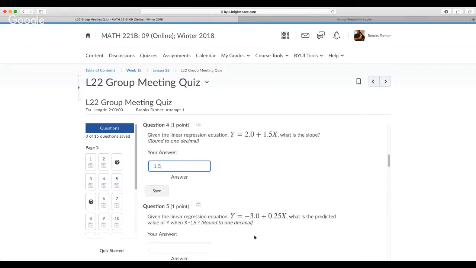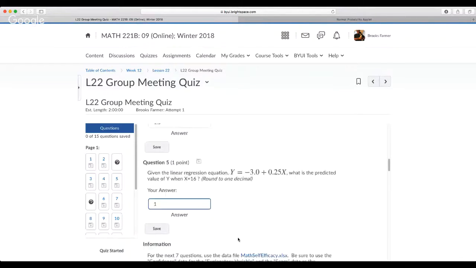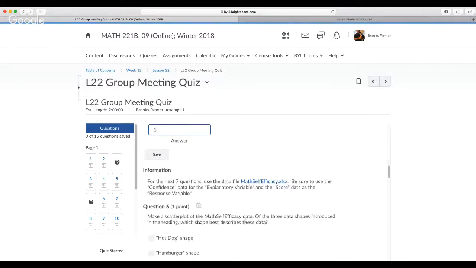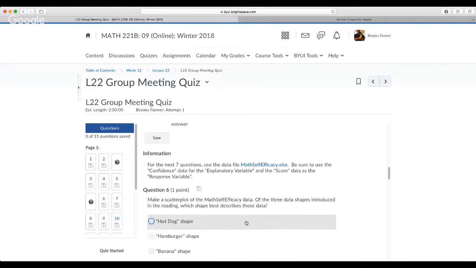Given a linear regression equation, y equals -3 plus 0.25x, what is the predicted value of y when x equals 16? So I'm assuming you guys know how to do this. Just give me answers when you get it. It's actually quite easy. So I'm getting 1. Yeah, 1. Yep, me too. All right.